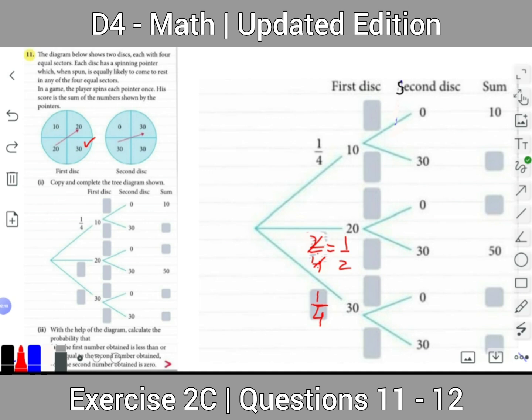Now for the second disk, have a look. On the four equal sectors, 0 comes only once, so the probability for 0 will be 1 over 4. Now 30 comes on three sectors, so the probability for 30 to come when the pointer is spun will be 3 over 4. Similarly, again for 0 we have 1 over 4, for 30 we have 3 over 4, for 0 we have 1 over 4, and for 30 we have again 3 over 4. So now we have to find the sums.